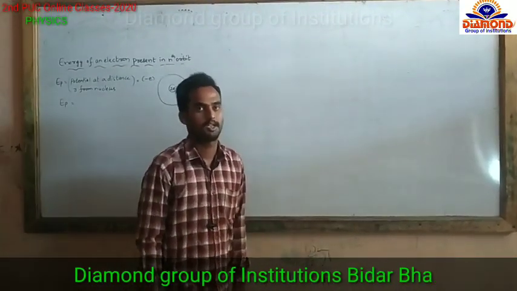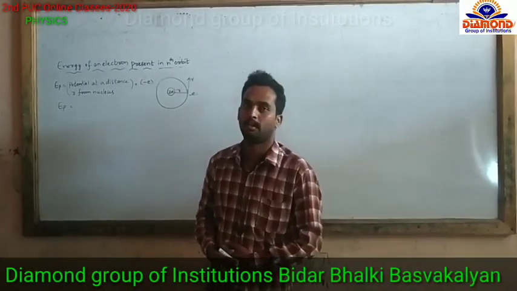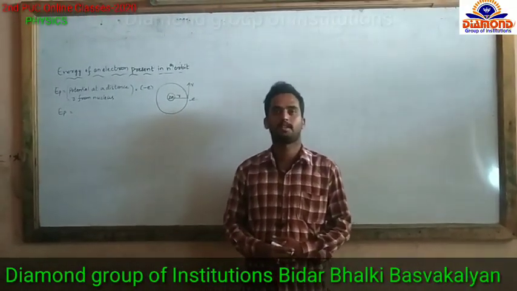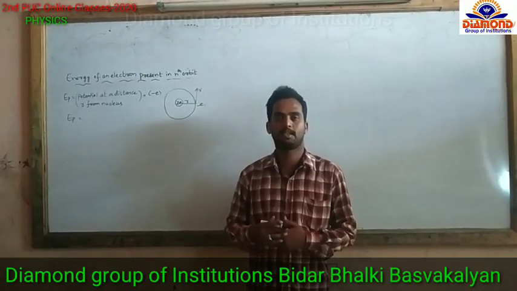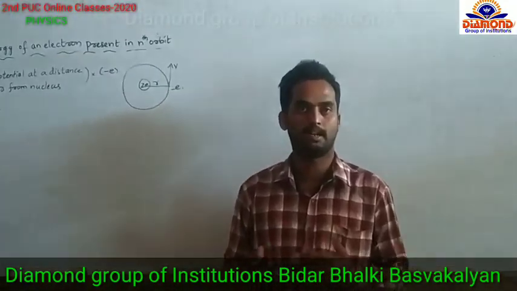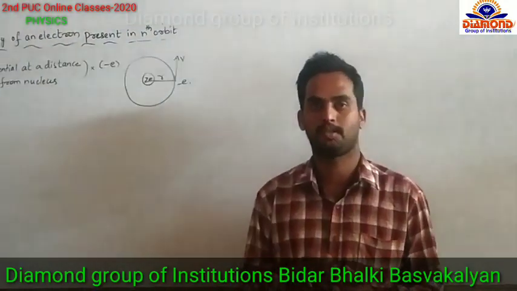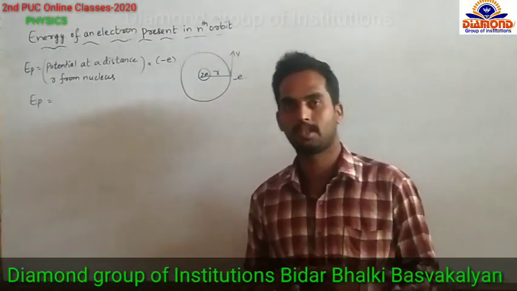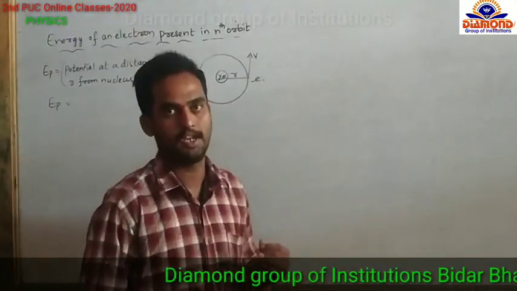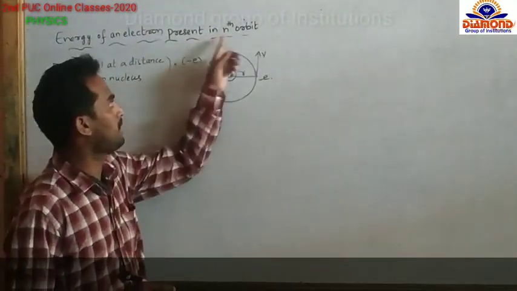In the previous session, we discussed Bohr's postulate as well as the expression for radius, the expression for velocity, and the shortcut expressions for both radius as well as velocity. Now, today we are going to discuss the final derivation, that is, the energy of an electron present in the nth orbit.